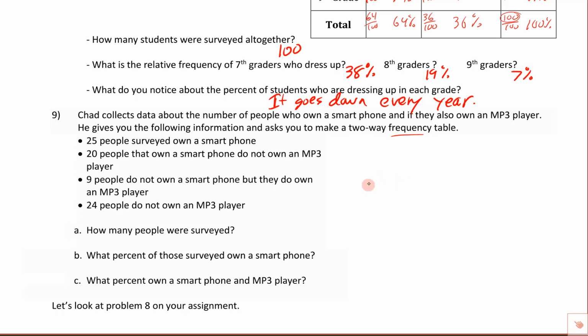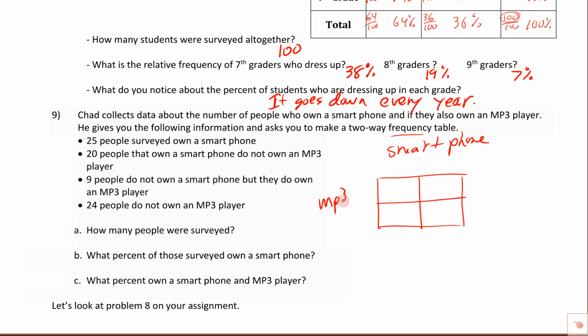So here's what we're going to do. We're going to do a table just like the ones up above. Now I'm going to start off with this right here. We're going to have 4 boxes in here, and this is going to be smartphone, and this is going to be MP3 player. All right, now this is a yes or a no. So yes, no, and same thing over here, yes, no. Now we're going to be able to fill these in right here, but we also have totals over here. So let's make space for that.